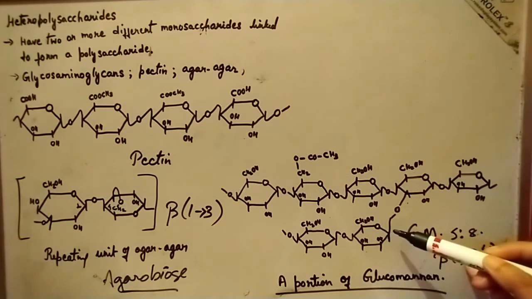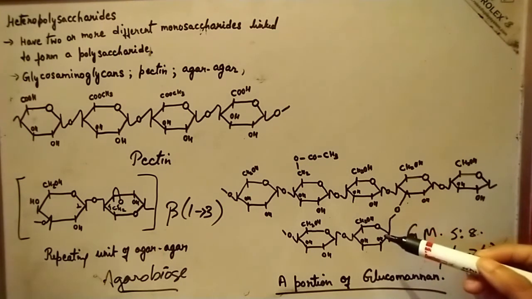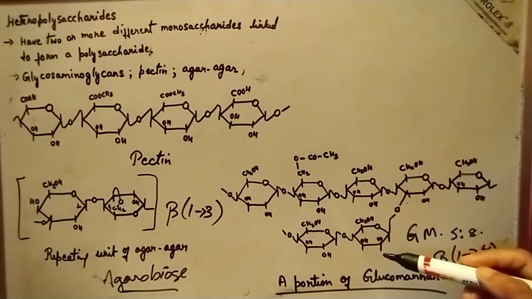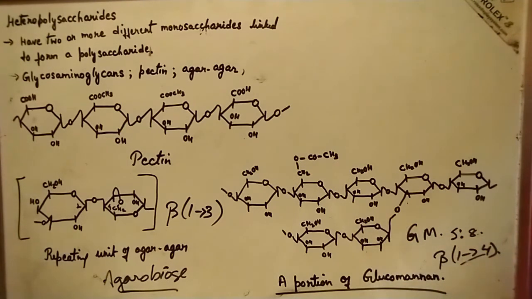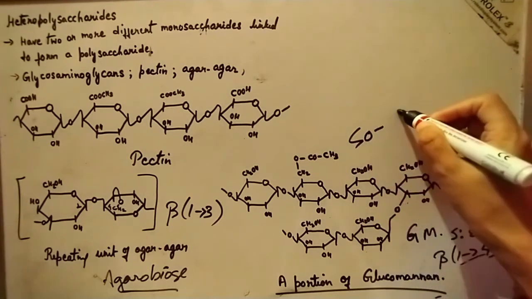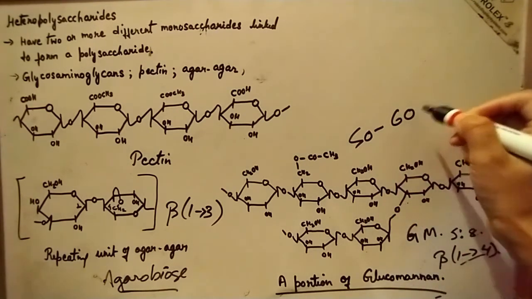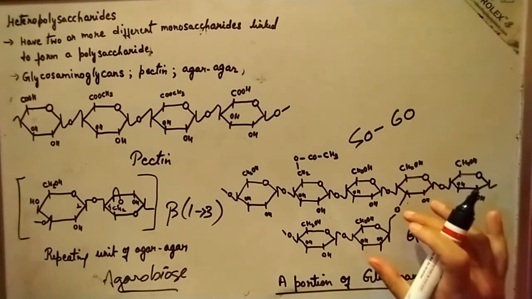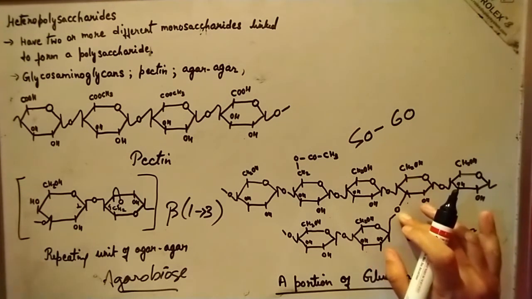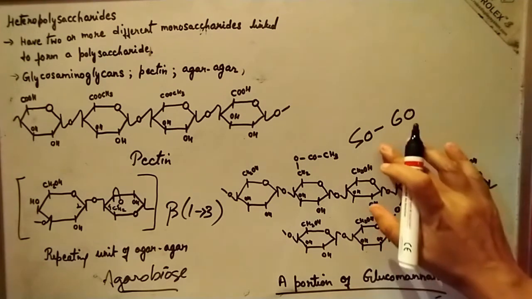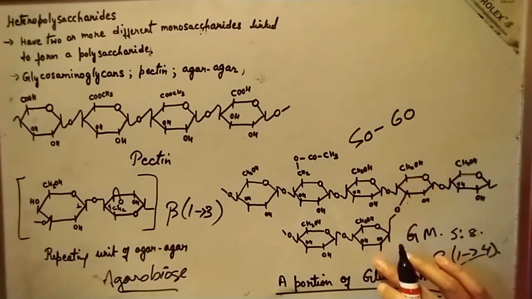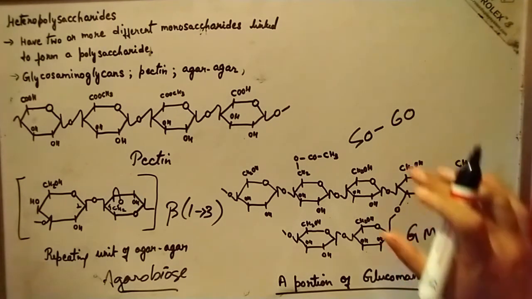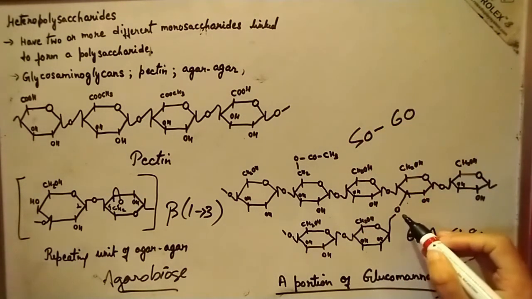And these side chains of around 11 to 16 monosaccharides usually occur after every 50 to 60 units. Okay, these branches or side chains occur after every 50 to 60 units, and they may be attached to the main chain by beta 1,3 linkages.